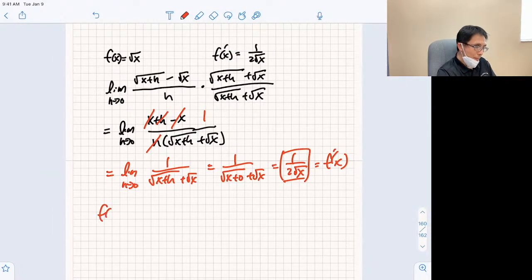Try again. F of x equal to 1 over x. You also did this one before on your test, except it's not x plus 4 this time, it's x plus h.